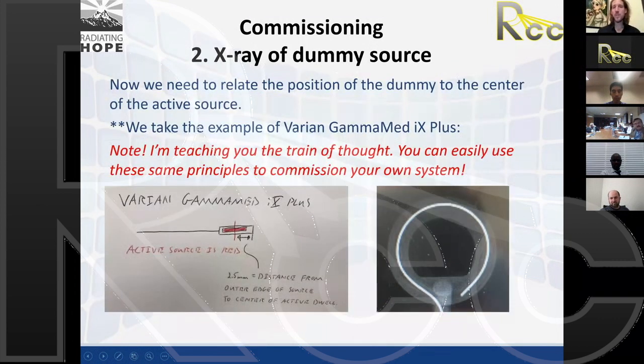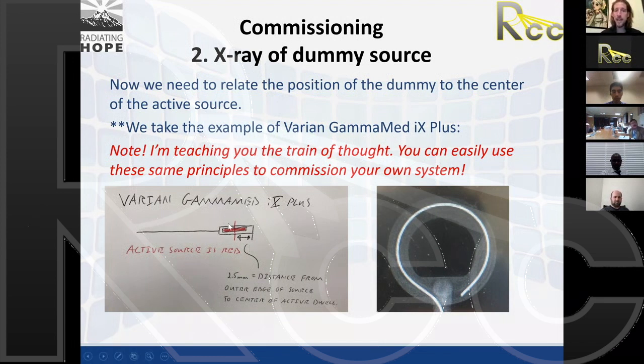Now we need to relate the position of the dummy to the center of the active source. Okay, so I'm using, again, the Varian Gamma Med IX Plus example. So this is an example of how I'm doing it. But again, it's super easy for you to do it in your own system based on these same techniques. The process is the exact same, you just have slightly different values. And we'll give you some documents where you can actually ensure that you're using the correct values.